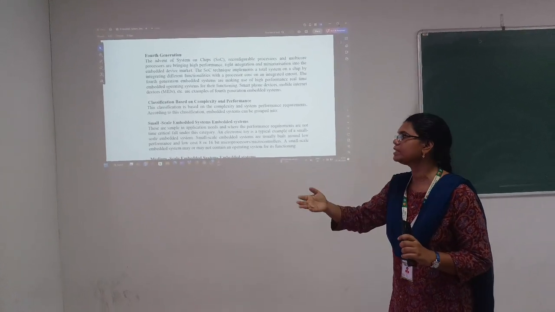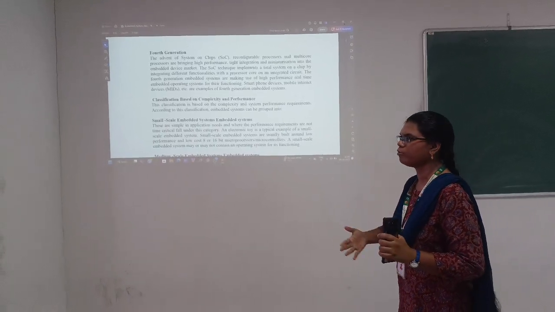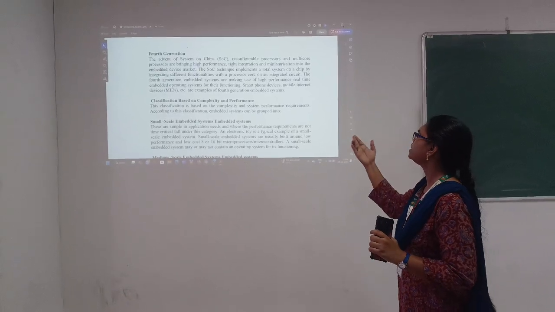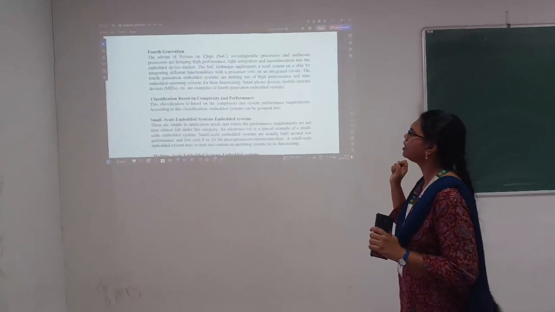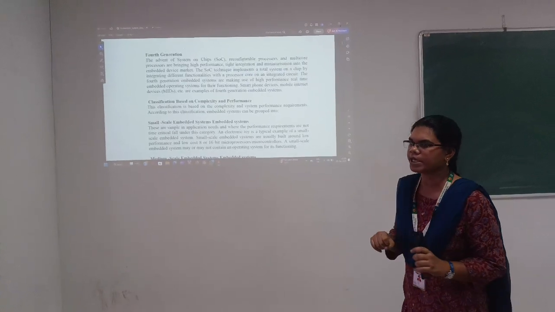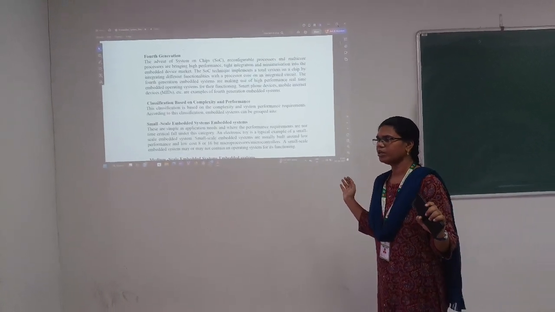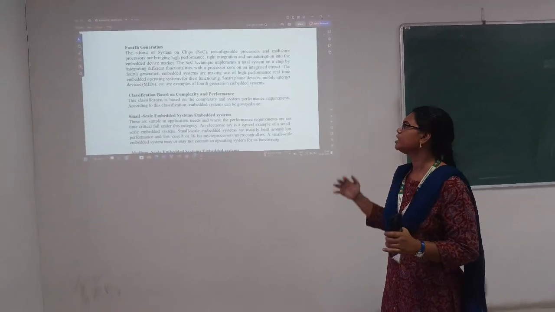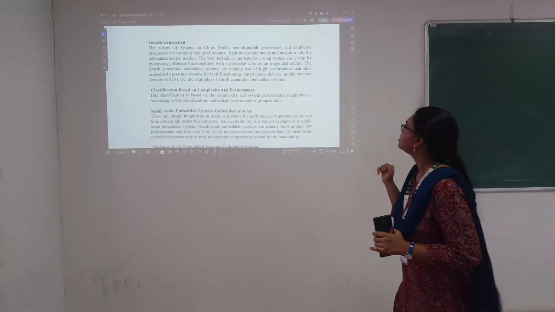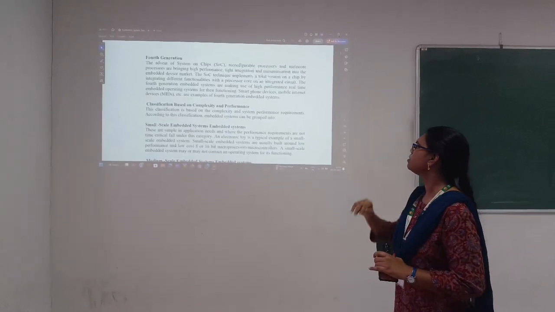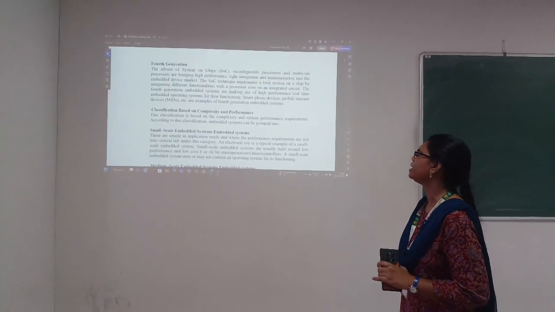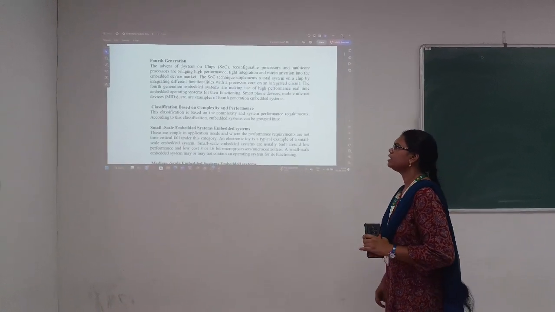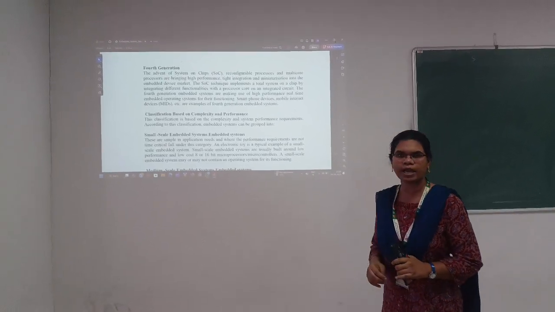Real-time performance means the system needs to perform with greater speed, with high performance, and there will be a tight integration and miniaturization in the embedded device market. Miniaturization is nothing but reducing the complexity or the size or the design of the circuit. The fourth generation embedded systems make use of high performance real-time embedded operating systems for their functioning. Some examples are smartphone devices and mobile internet devices.